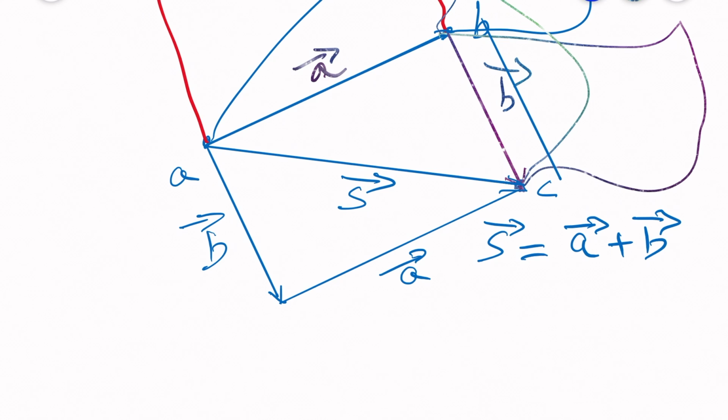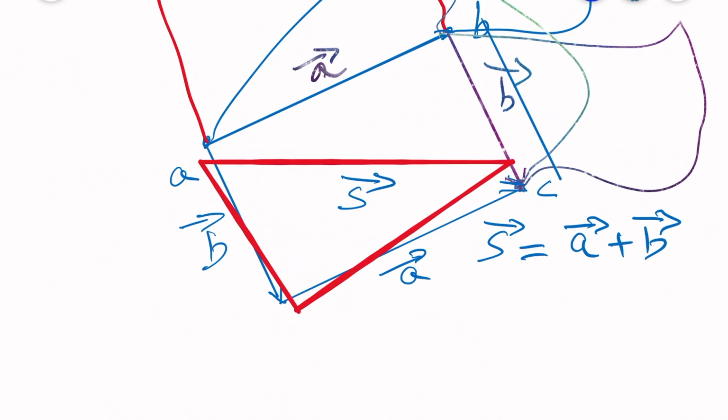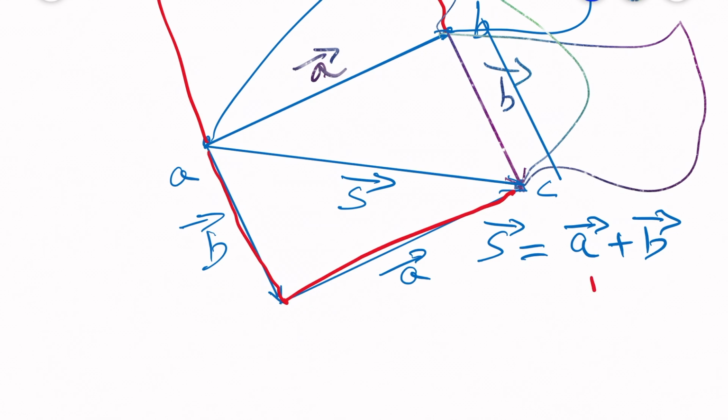So if we want to do B plus A, we can look at this. This is basically B and this is A. So we can say B plus A, and what is it equal to? It is equal to nothing but S again, because if you take B plus A, it is equal to vector S.